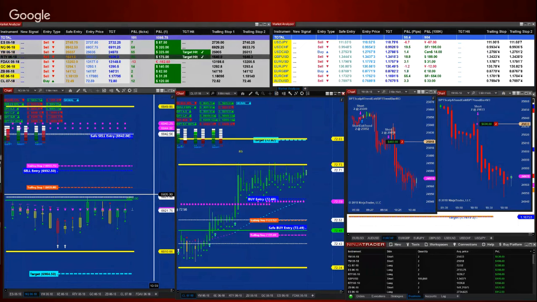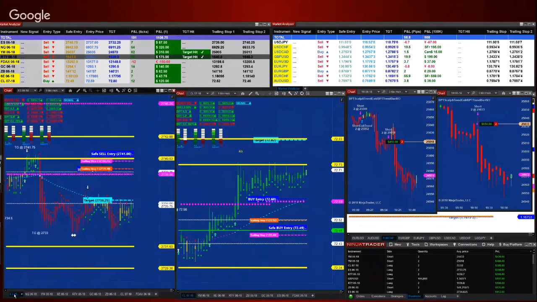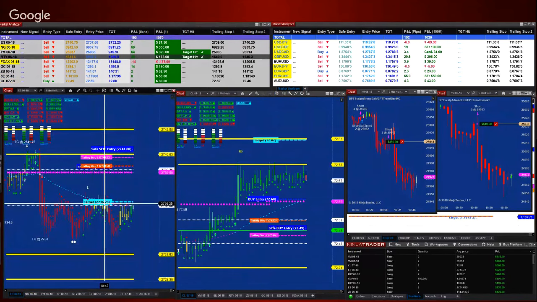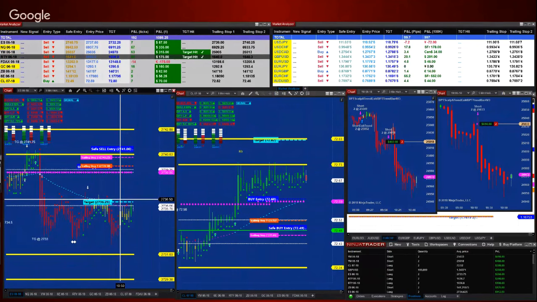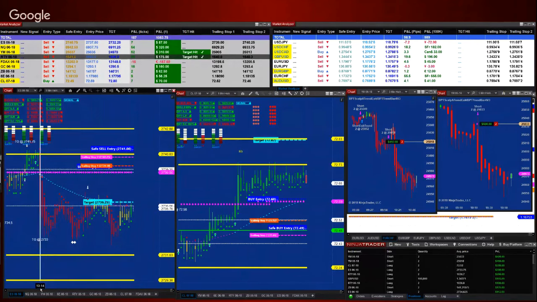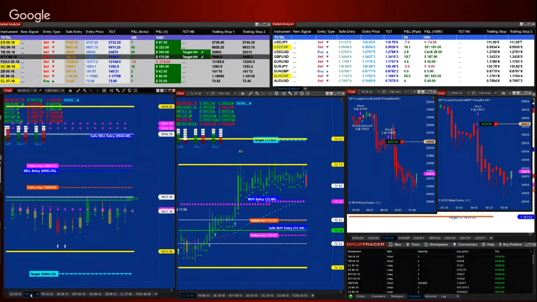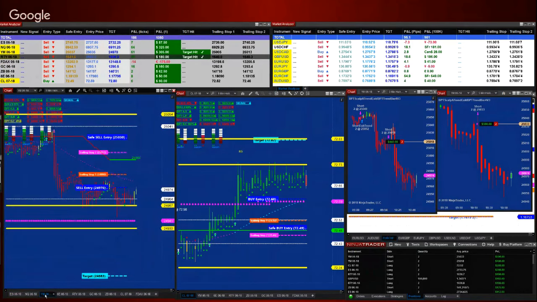So let's look at the ES. Still on the same target, 27, 36, 25. Once we hit this target, nothing has happened to the ES. It's just going back and forth. Let's go back to the Nasdaq. The same story. YM, the same story.